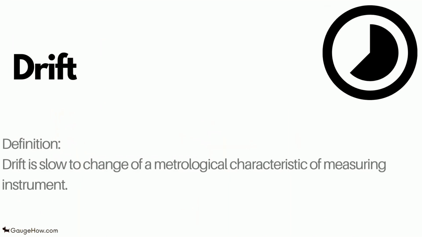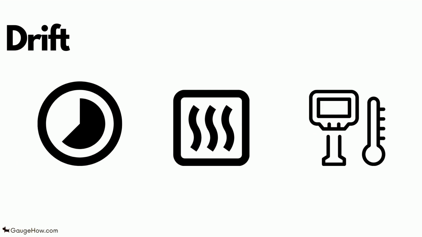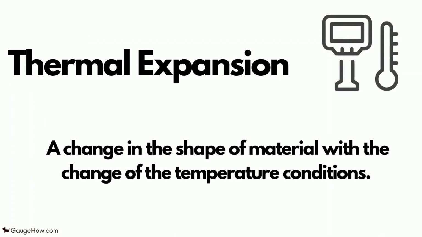Drift. Drift is the slow change of a metrological characteristic of a measuring instrument. Drift occurs due to the thermal expansion of the material and the uneven environment conditions. The term thermal expansion means a change in the shape of the material with the change of the temperature conditions.